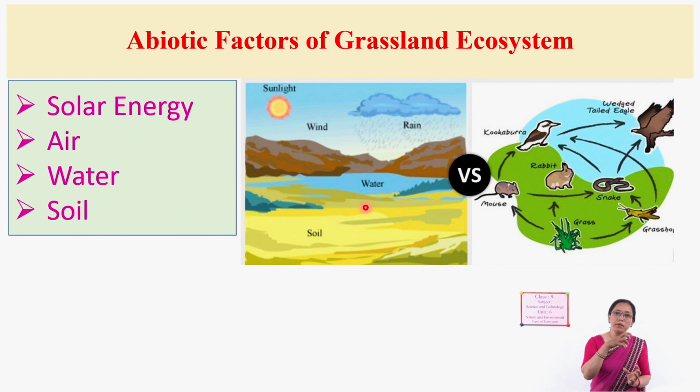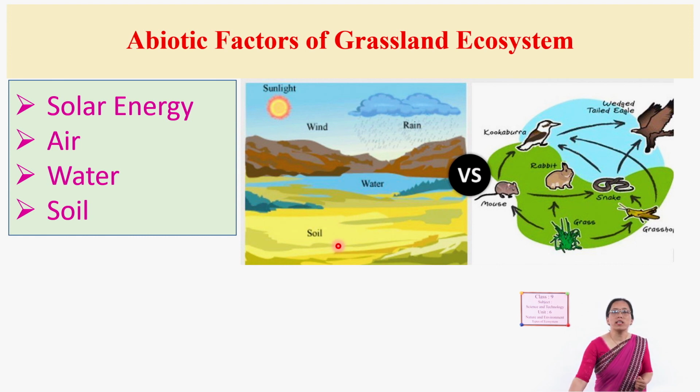And the food prepared by the plant through photosynthesis is utilized by each and every organism present in this ecosystem. Other organisms depend on water directly, that means they drink water directly. So water is a very essential abiotic component of the grassland ecosystem, since it is providing the condition for the life of the organisms living in this environment.